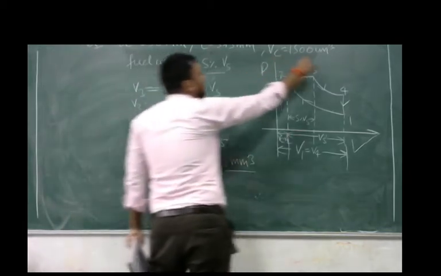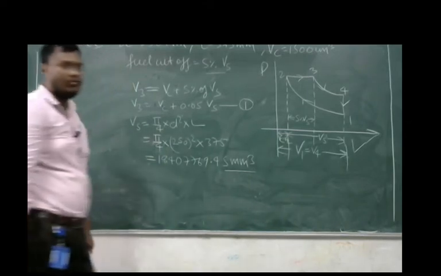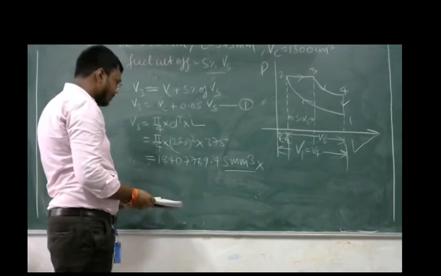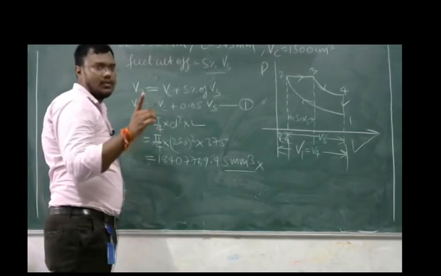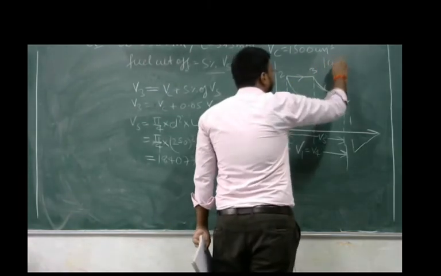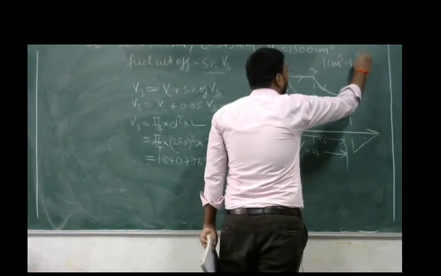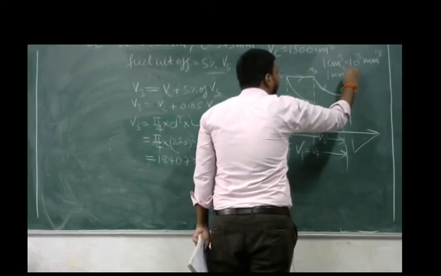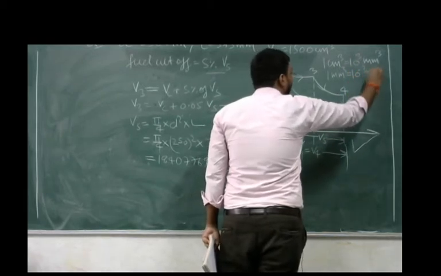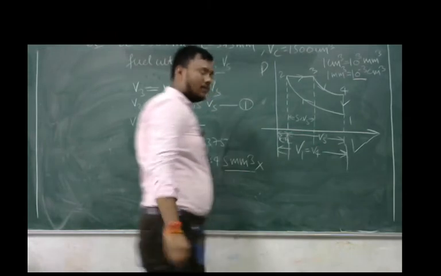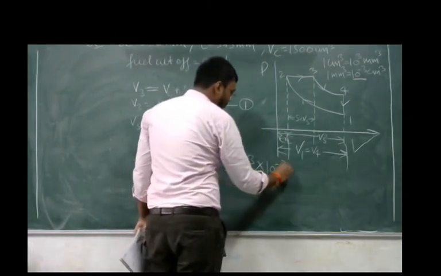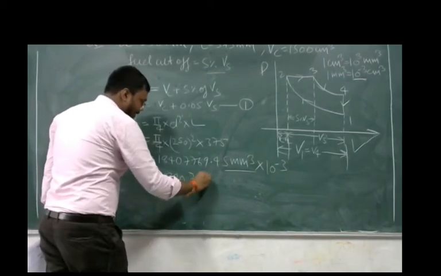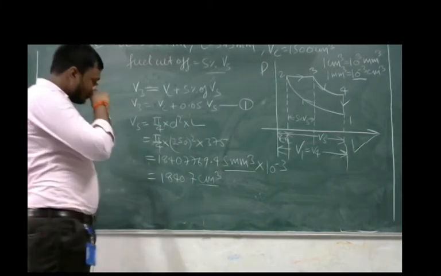But VC is given in cubic centimeters, so you have to convert mm cube into centimeter cube. We know that 1 centimeter cube is equal to 10 to power 3 mm cube. So 1 mm cube is equal to 10 to power minus 3 centimeter cube. Multiply by 10 to power minus 3, and we get the value 1840.7 centimeter cube.